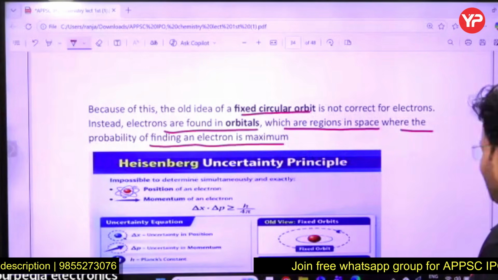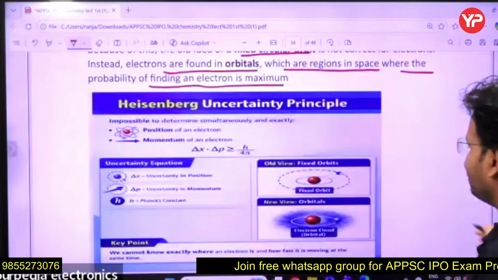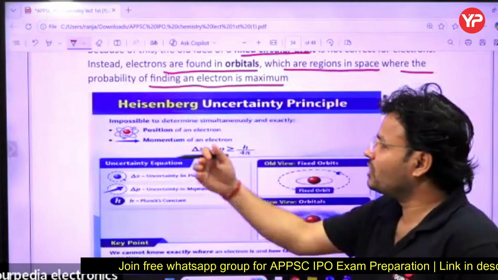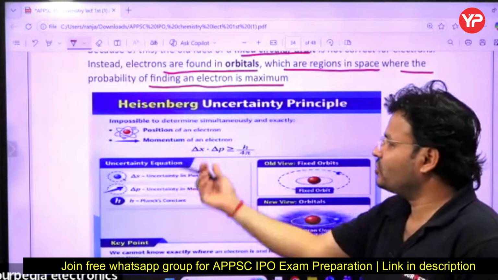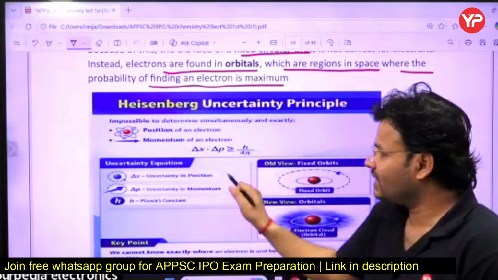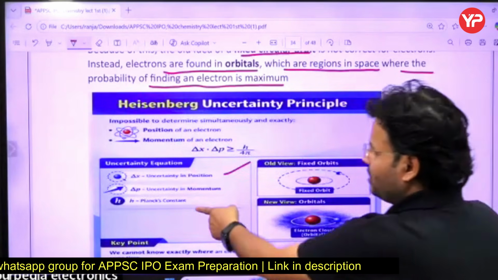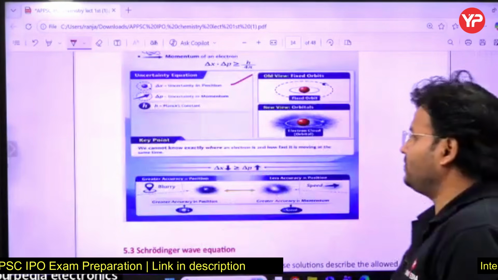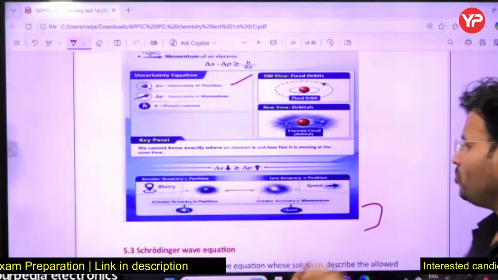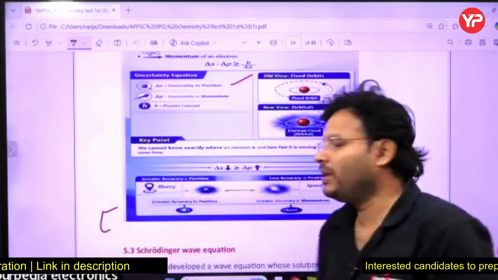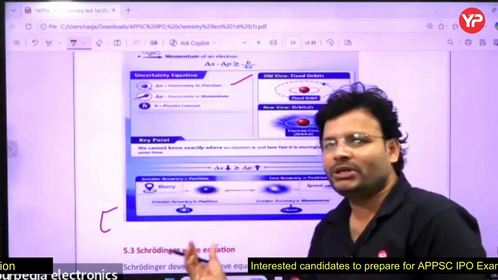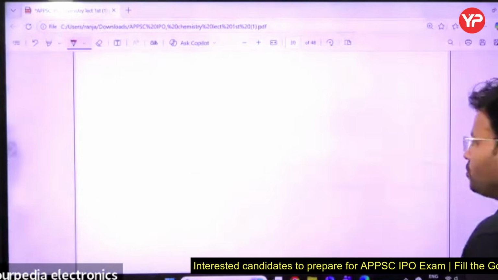So my dear friends, I think I have completed the things. Here we have seen the Heisenberg uncertainty principle, position of electrons, momentum of electrons, delta P, all those things. Delta X is the uncertainty in position, delta P is the uncertainty in momentum, and h is Planck's constant. That is all about today's session. When we meet in the next session, I will start the Schrodinger wave equation, and after that I will come to the question part.